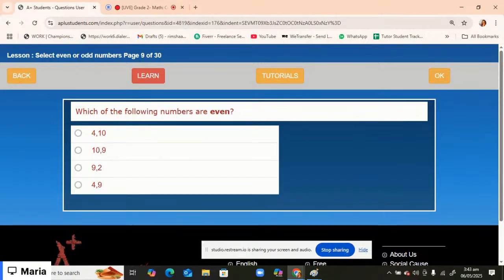So, which of the following pairs are even? 4, 10; 10, 9; 9, 2; and 4, 9. Everyone tell me in the chat this question. So 4 is even, 10 is even. So the first option. Okay, both are even numbers.